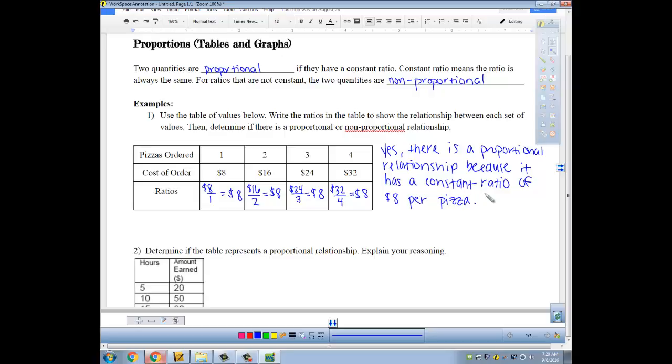Some people, when they look at a table, they look, oh, it's going up the same amount, but you need to be careful with that. It is going up $8 every time. Sometimes there is a pattern where it might be multiplied by the same number every time. That's not what we're looking for. We want to make sure it's adding the same number every time. So it went up $8 exactly every time. So that's why it ended up being a constant ratio.